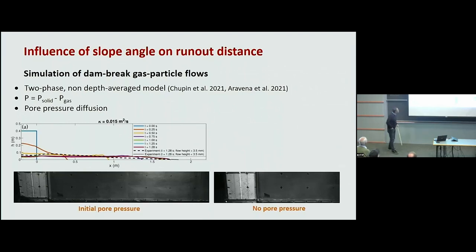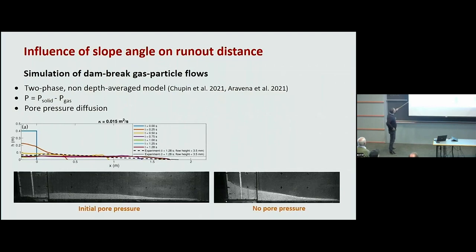I did this experiment quite a long time ago. This is a granular column of particles of 80 microns, which is fluidized by injecting air through a basal porous plate. And this generates gas pore pressure in the column. Then the granular column is released. And as pore pressure is maintained for a long duration during propagation of the flow, the runout distance is relatively long and the deposit is nearly flat. And this is in contrast with the release of a dry granular column. In that case, the runout is much smaller and the deposit is more steeply inclined.